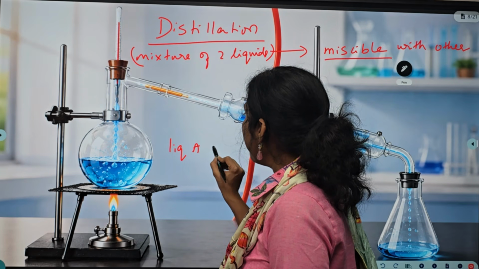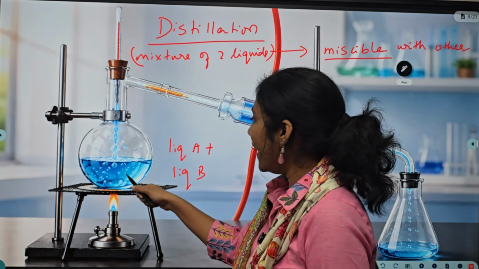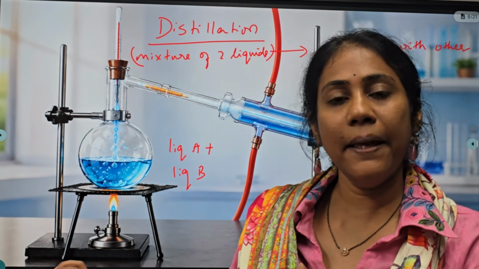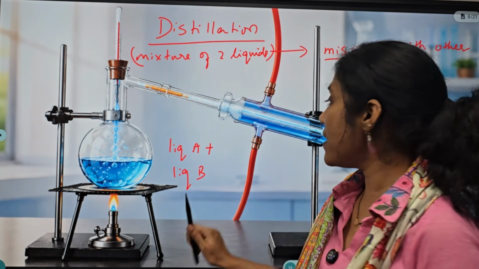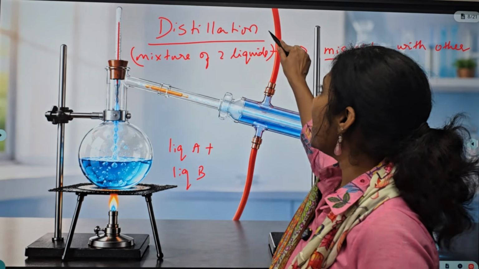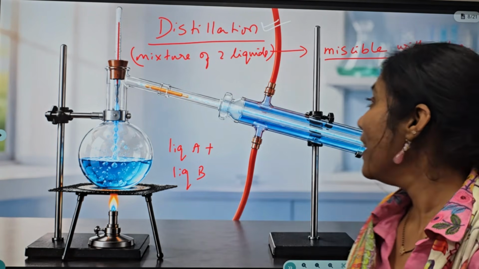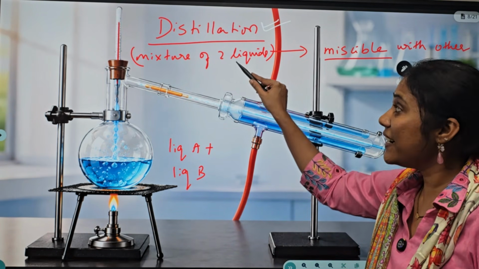liquid A mixed with liquid B here. So this is liquid A, liquid B, two liquids, A and B, mixed very well. Now I want to separate A from B. At that point of time we carry out this process called distillation. So the definition of distillation itself is this.